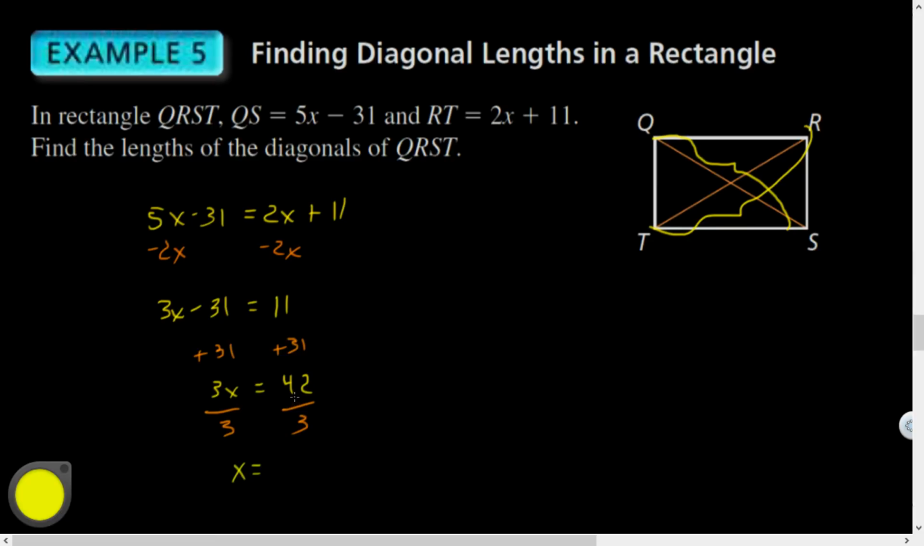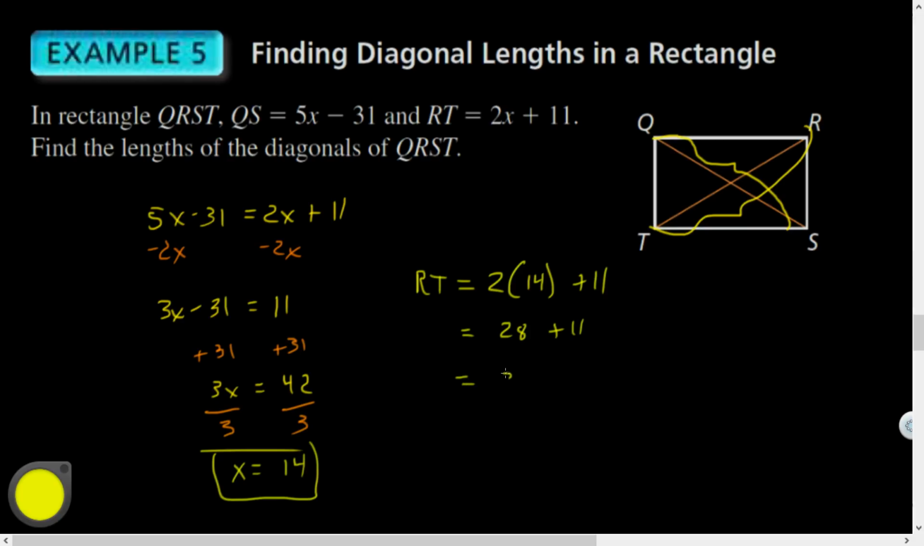All right. 4 plus 10, 14. Okay, X equals 14. So what are the lengths of the diagonals, though? So let's find RT, because those are smaller numbers. So that's going to be 2 times 14 plus 11. So 28 plus 11. That's 39. So both diagonals, RT and QS, are going to be 39 units long, because they told me it's a rectangle.